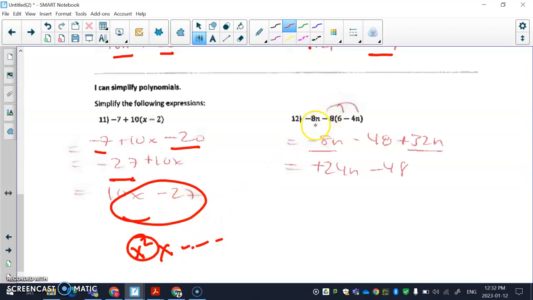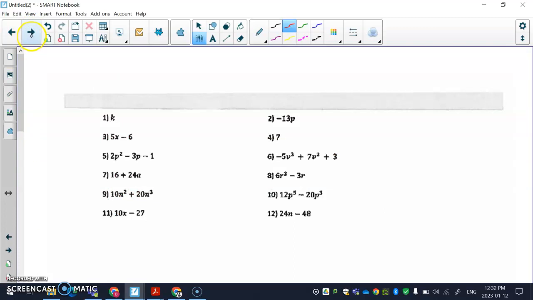But not that important. Minus 8n here, and then this is minus 8 times 6, which is minus 48. Minus 8 times minus 4n. That'll get you plus 32, because there's 2 negatives, but there's an n also. Then you collect the terms. There's minus 8, there's plus 32. That's 24n. And there's your answers.